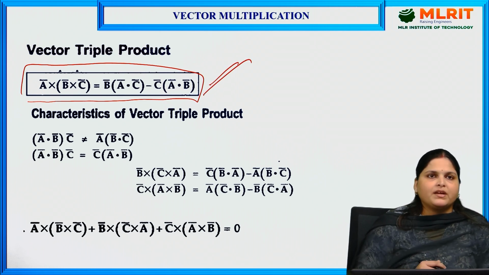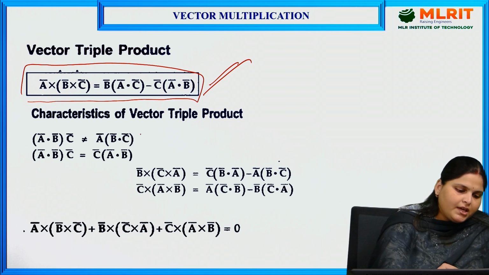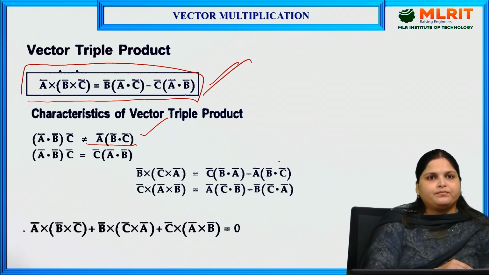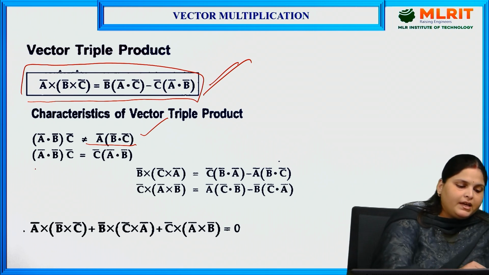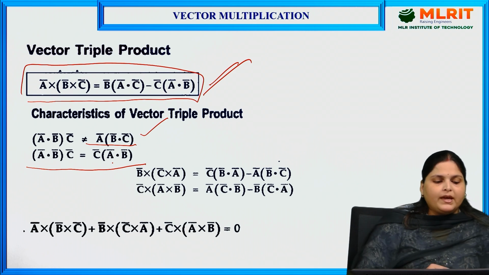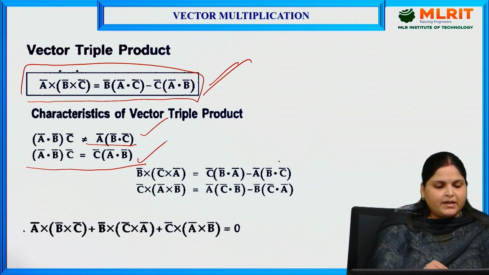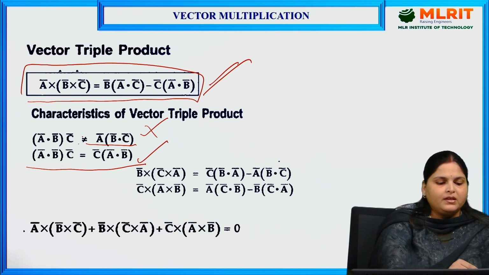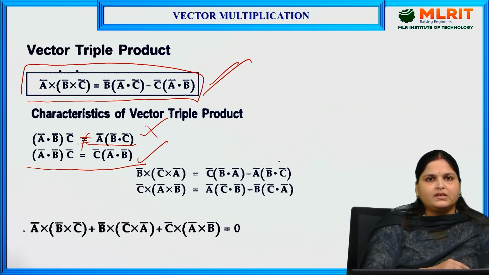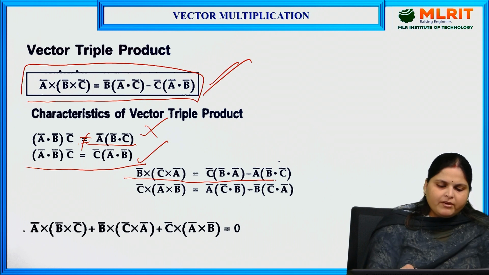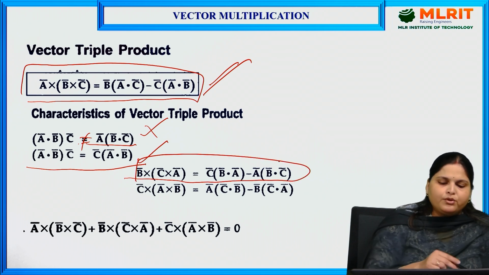It has some characteristics, such as A dot B into C will not be equal to A into B dot C. But A dot B into C will be equal to C into A dot B. This is fine. This is not fine. I mean, this cannot be. They are not equal.